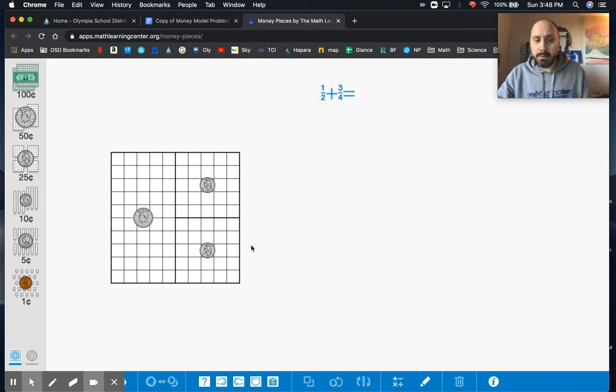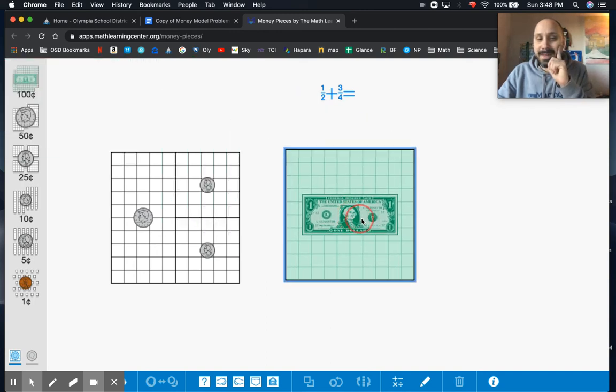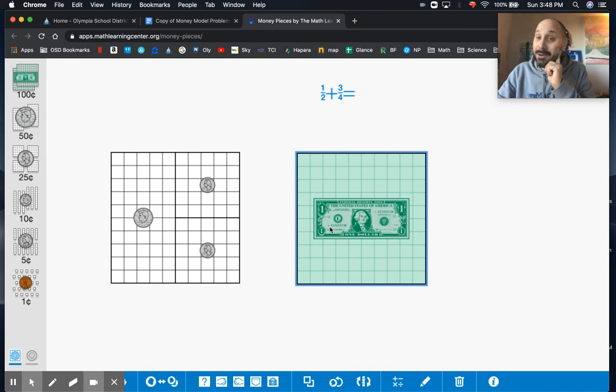Uh-oh, I don't have a dollar left. Oh no, it's all gone. There's one hole, but I only put 2/4. I need one more. I think you saw that. I need to add another dollar. So right now I have 1/2. That's where this half is from. Plus 1/4, 2/4. But I need 3/4. There we go. So 1/2 plus 3/4 equals, well, here's a whole dollar here.